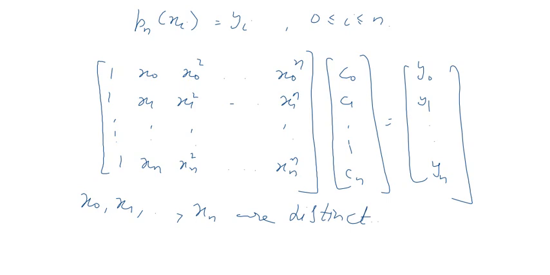So this coefficient matrix is also named the Vandermonde matrix, which is ill conditioned and highly sensitive with respect to the data. Okay, right.